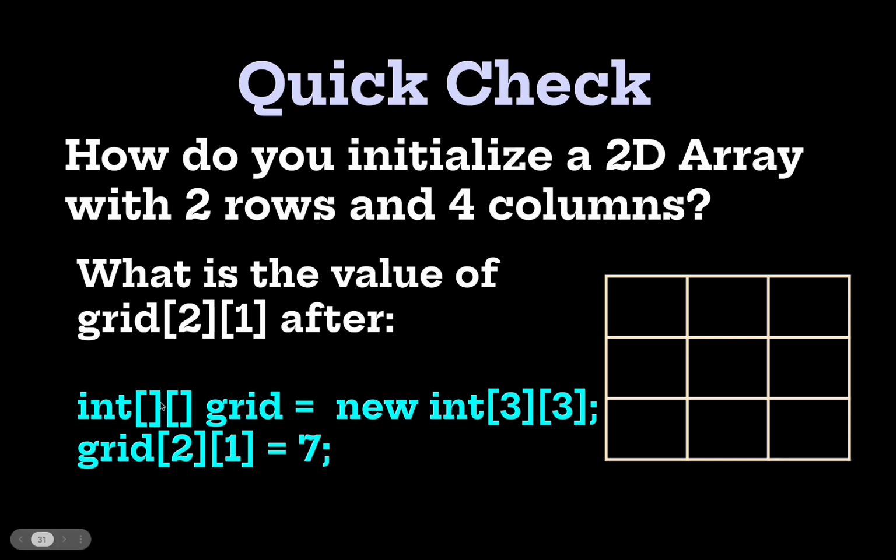So I want you to draw this out. When you do this, what happens? What's the value that gets stored in here, in this structure? And what happens when you assign 7 to this line of code here?